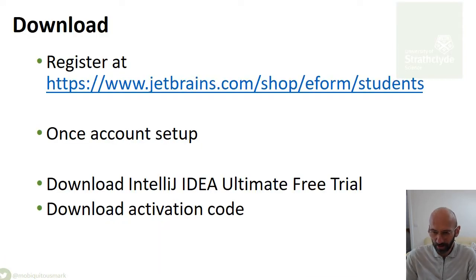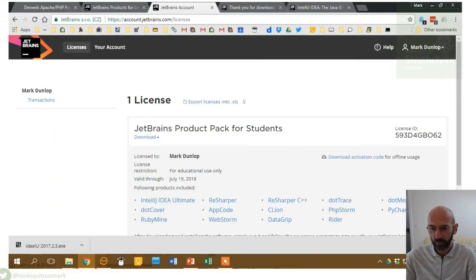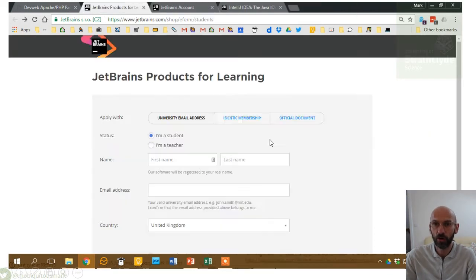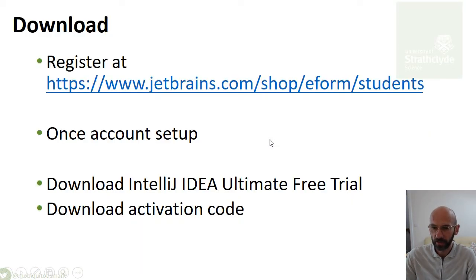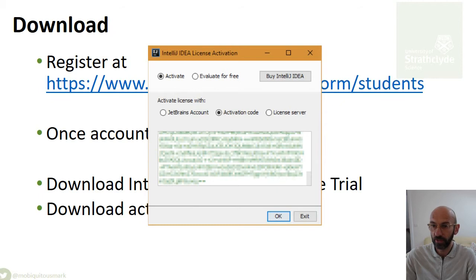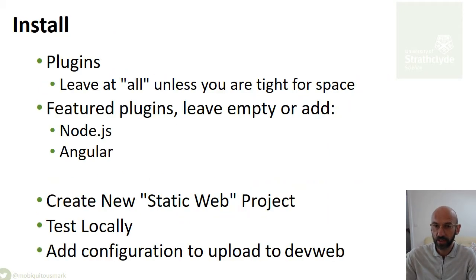Once your account's set up, you download IntelliJ IDEA Ultimate. This link here appears underneath, and you also want to download the activation code, which is a text file with a big long code in it. Run the installer once it's downloaded and install the activation code in a window like that. Once that's done, you start the real installer for IntelliJ.